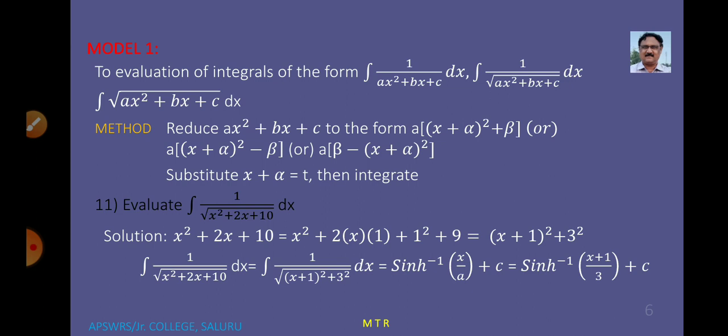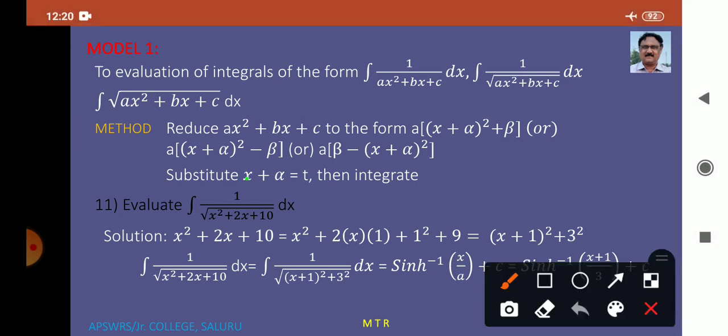First, let us evaluate integral 1 by square root of x square plus 2x plus 10 dx. First, we take x square plus 2x plus 10. We write this quadratic expression in the form of either x square minus a square or x square plus a square or a square minus x square. But here there is a plus x square, so it is either x square minus a square or x square plus a square.